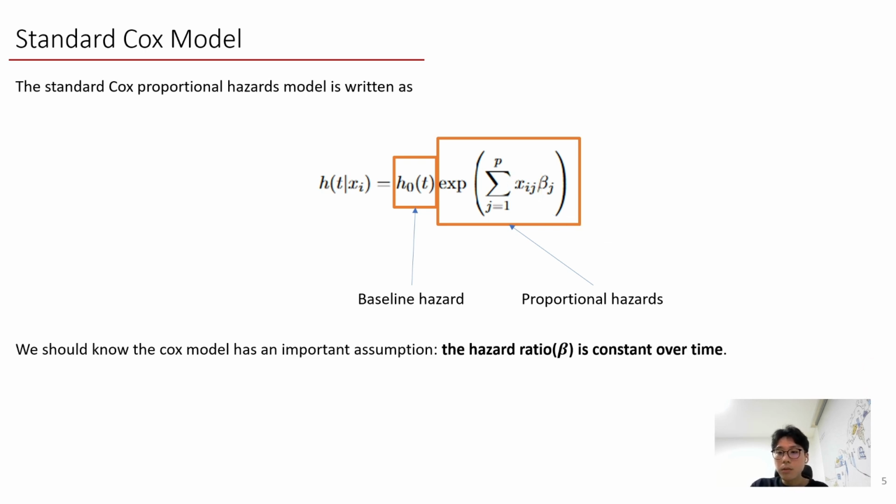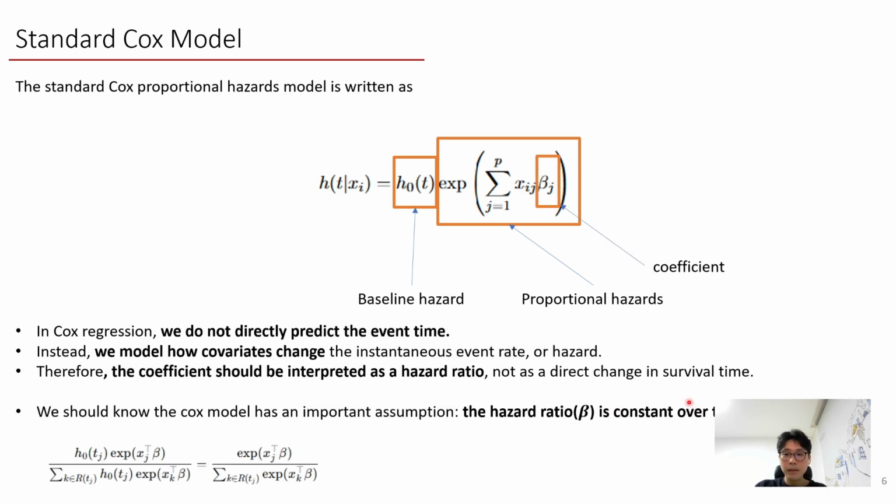We should know the Cox model has an important assumption. The hazard ratio is constant over time. The value we seek through regression is an estimation of beta. In this case, h0(t) is eliminated and does not need to be considered. We can estimate the coefficient without specifying the full baseline hazard function.